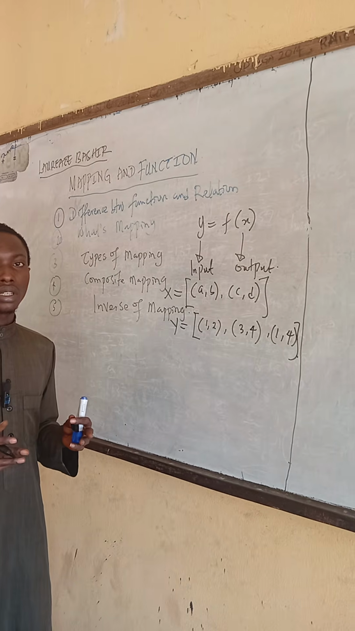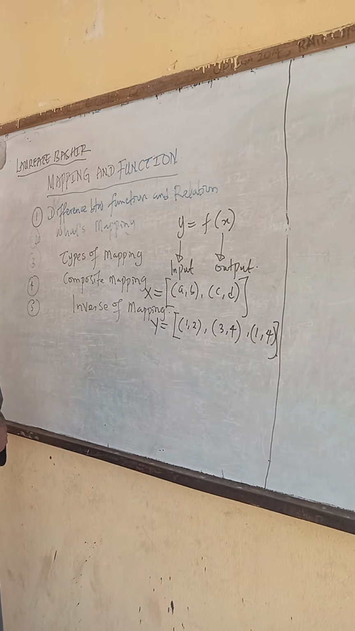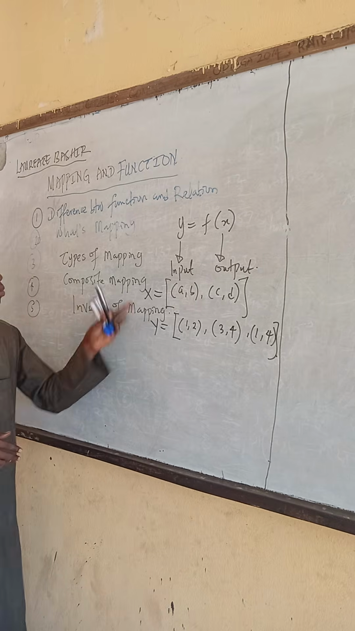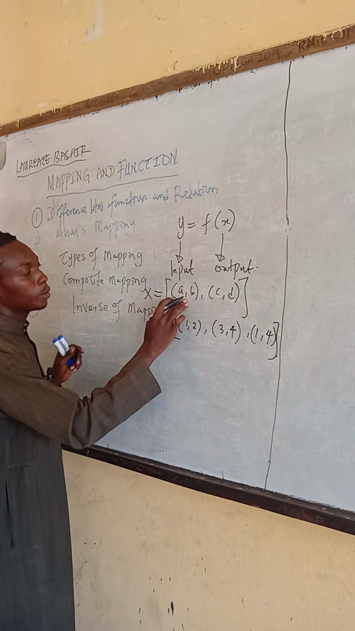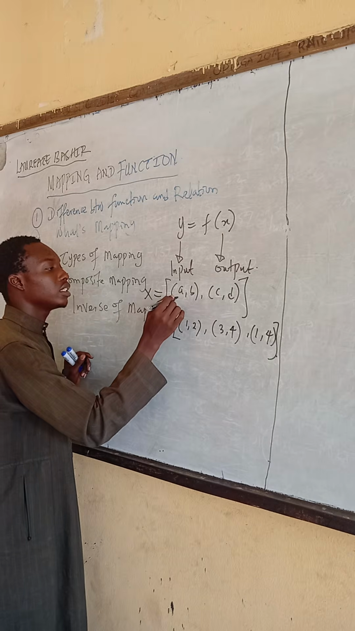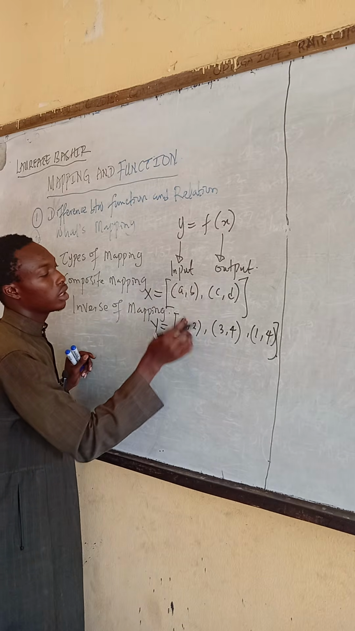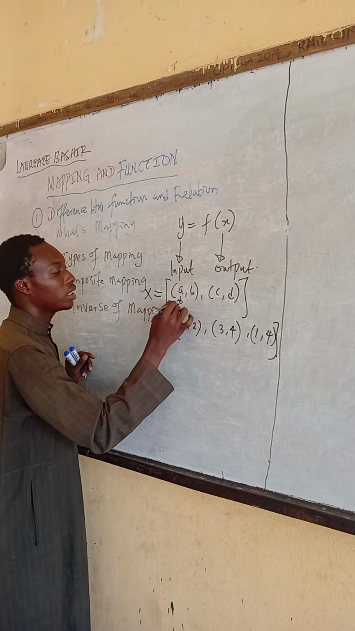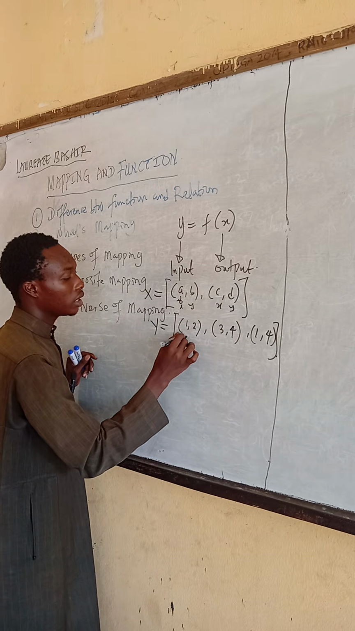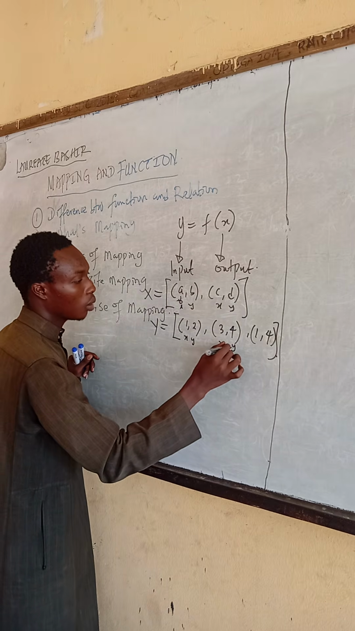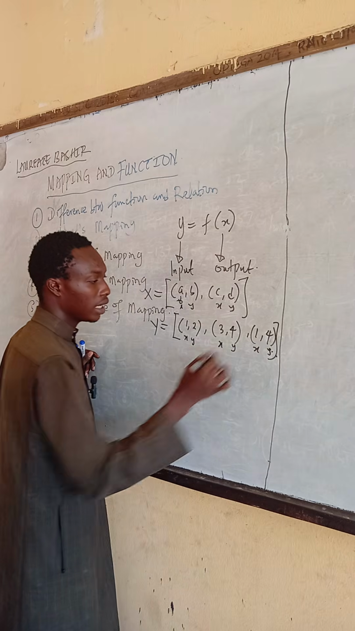So using this to differentiate between function and relation, if you look at this, you can see that this is a coordinate. This is also a coordinate. For this one, this is x, this is y, this is x, this is y, and so on.